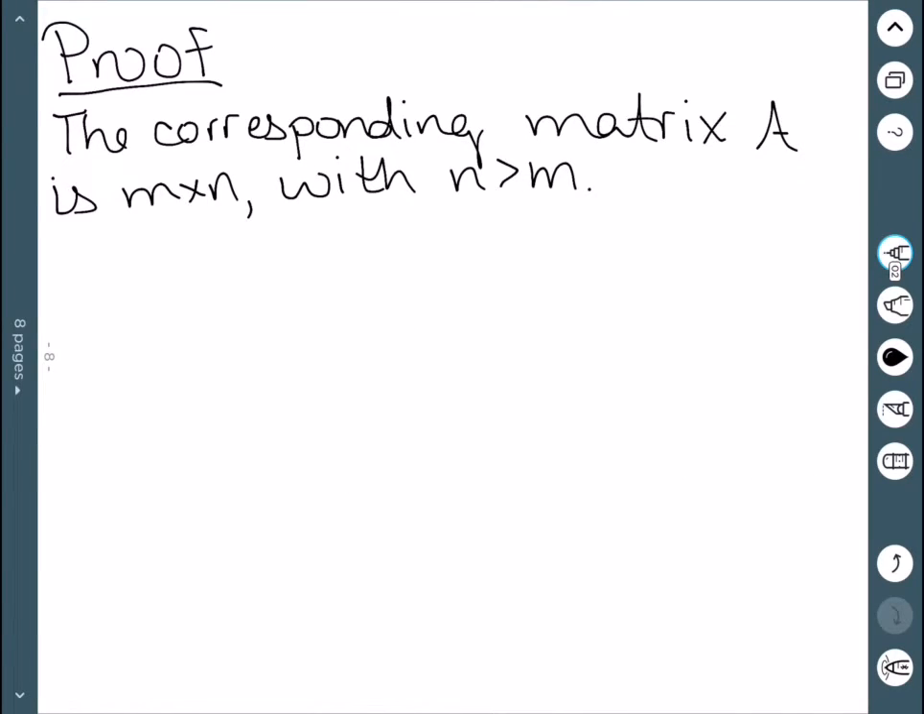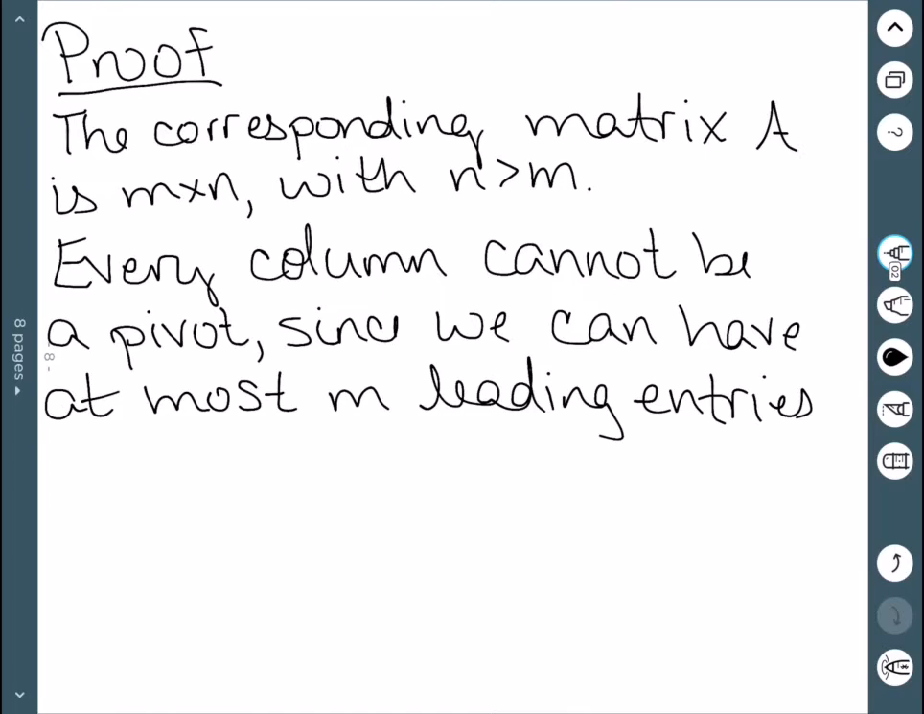The corresponding matrix for these vectors is m by n, with n greater than m. We have more columns than rows since we have more vectors than entries. Each vector corresponds to a column, each entry corresponds to a row, and since we have more vectors, we'll have more columns in our matrix. Every column in this matrix cannot be a pivot, since we can have at most m leading entries, so then we have more columns in this.